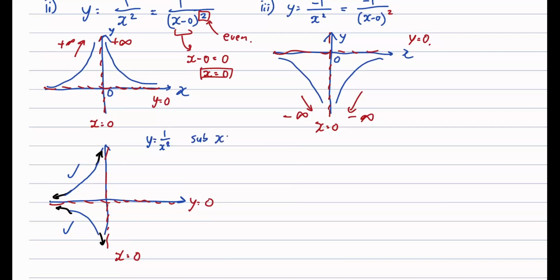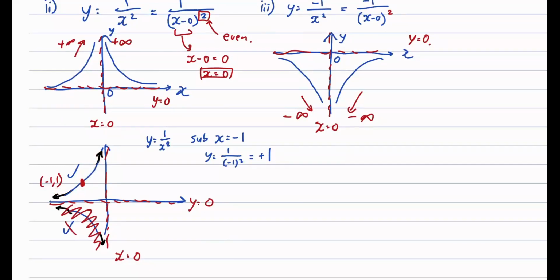Sub a point, x equals, let's say, -1. What do you get? y equals 1 over -1 squared, which is +1. Positive, then can you still be at the bottom? No way, right? So you have a point here, (-1, +1). Then from there, you can eliminate. This guy must be out. It must be the top curve. Is that okay?